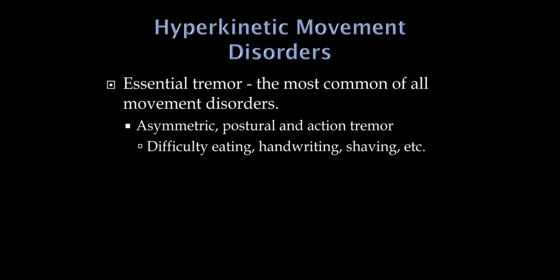Okay, moving on to hyperkinetic movement disorders. Essential tremor is 10 times more common than Parkinson's disease. So this is extremely common. Unlike Parkinson's, it's asymmetrical, but not quite as dramatically asymmetrical as Parkinson's. But this is a postural action tremor, not a rest tremor.